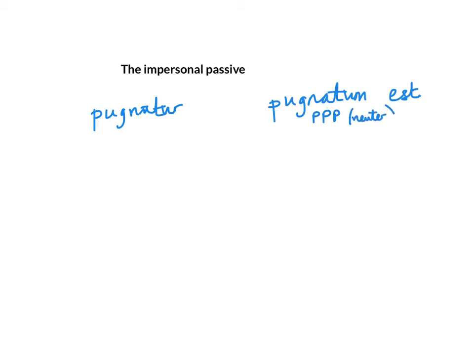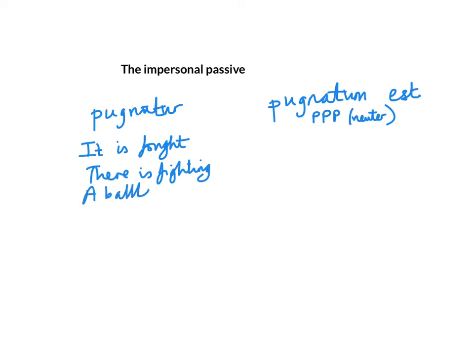So how do we translate these? Well, pugnatur literally means it is fought. So we might change that slightly to say there is fighting, or there's fighting going on. I might also want to say a battle is fought, because that's the most likely sort of fighting there is. A battle is fought. Or of course, if you've got the past used, pugnatum est, we would say a battle was fought.